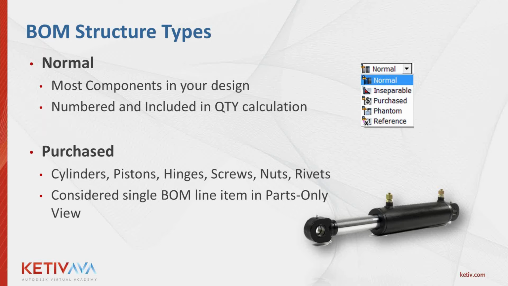So you don't need to see all the different components that it's made up of. Instead, you'd like to see just one line item in a parts only view of this component, right?